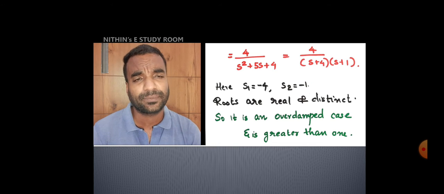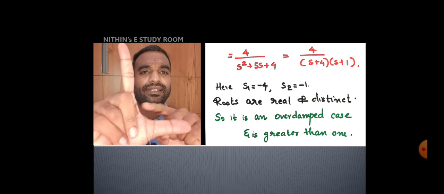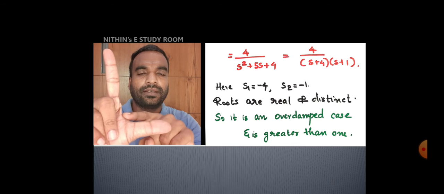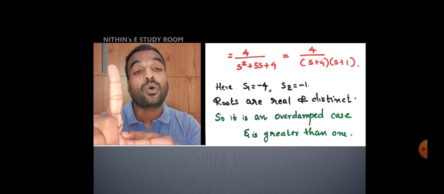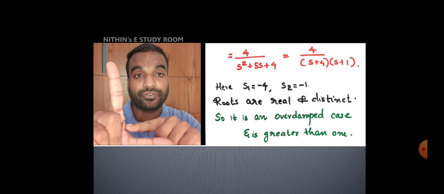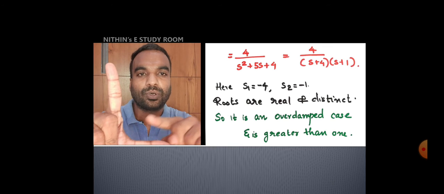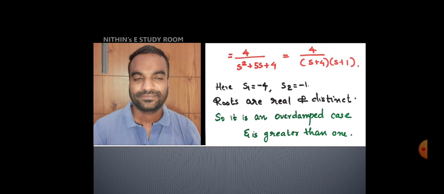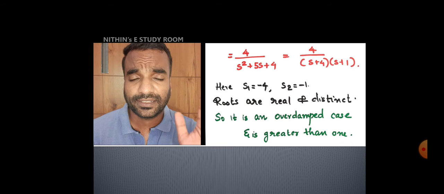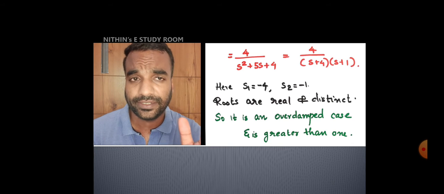We can also draw that step response. The response will be like this only, but it will be slower than critically damped. If critically damped goes like this, over damped will go like this. Okay, it is there in lecture number 70. You can refer to that.